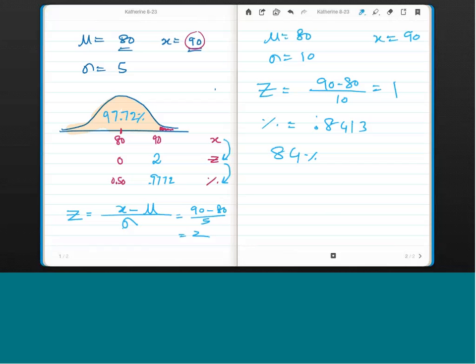So that's the difference. That's how important the Z-score is. The Z-score tells you the real value of your score.